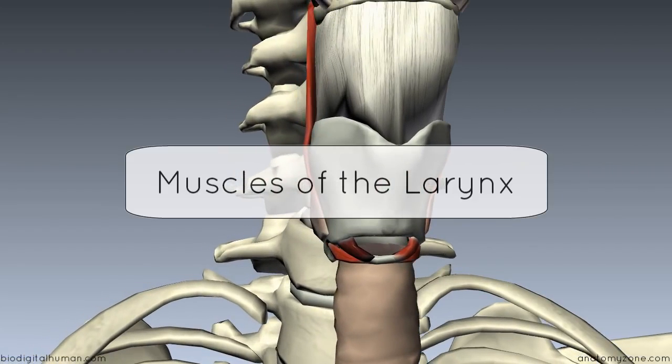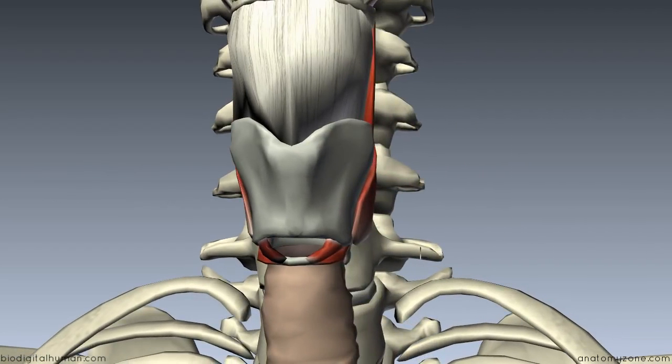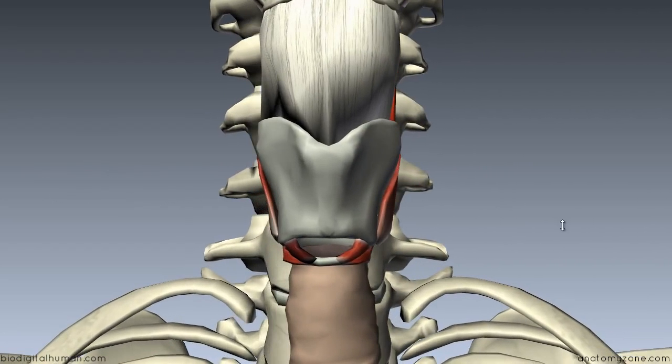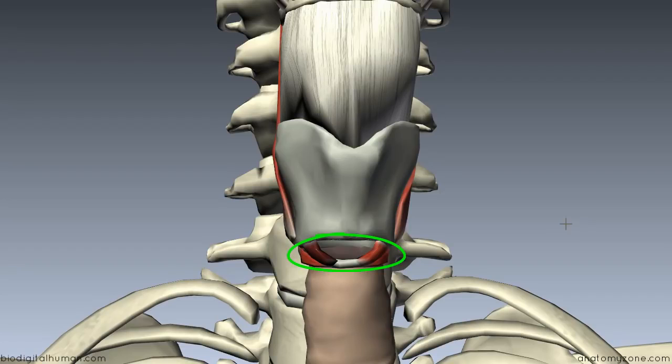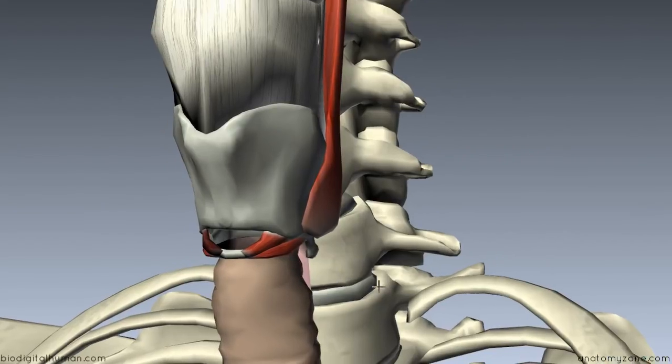Okay, so the first muscle I'm going to talk about is the cricothyroid muscle. The cricoid has two muscles which attach to it, the first of which is the cricothyroid, and you've also got the cricoarytenoid muscles, which I'll come on to next. We're looking anteriorly at the larynx, and you can see these muscles attaching to the anterior narrow arch of the cricoid cartilage. You can see that this muscle has two distinct parts.